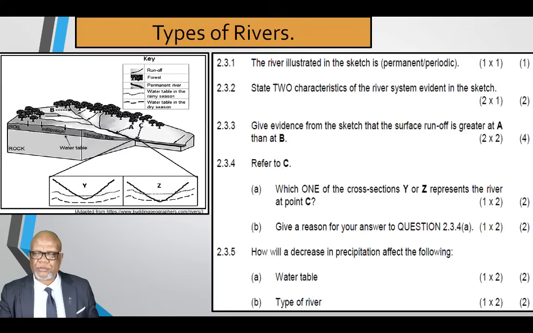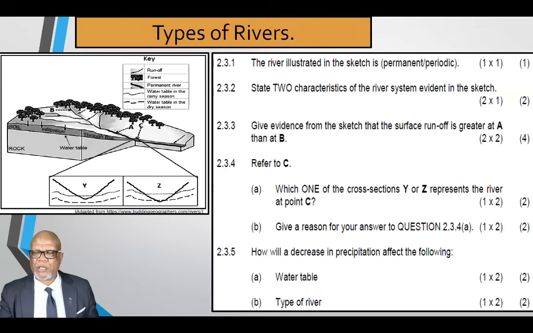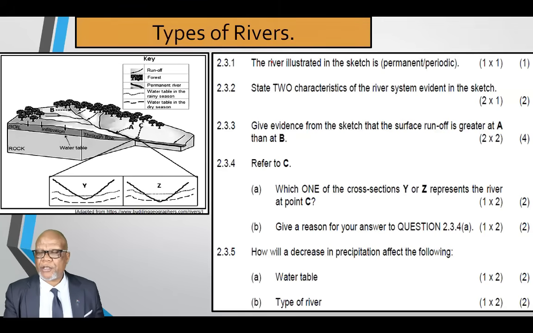Now, let's start first by looking at the typical examination questions. This one is on types of rivers. Now, here's the question. The river illustrated in the sketch is a permanent or periodic river. So you need to look at the sketch now. You have to check what's happening with the water table there. This is what is shown here.